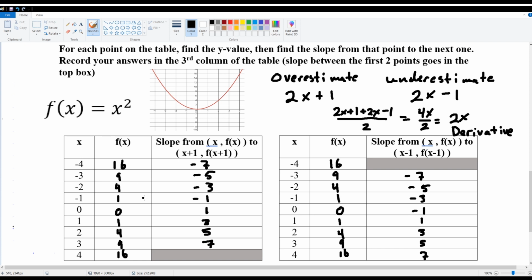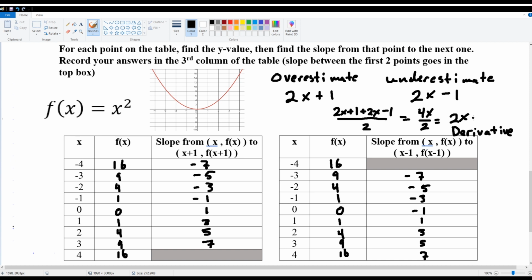We can even prove this to ourselves by taking an average of a couple of these slopes here and then putting that same number into this to test our theory. For instance, if we look at the two slopes that we got for -2, that is -3 and -5, those add up to give us -8, which divided by 2 gives us -4. So the slope of x squared at -2 is -4. If you put -2 into this derivative equation, 2 times -2 gives you -4. Over here for +3, 7 plus 5 is 12, and 12 divided by 2 is 6. 2 times 3 is 6.